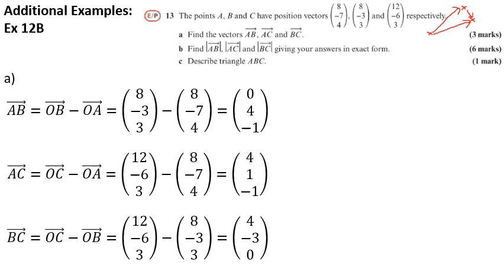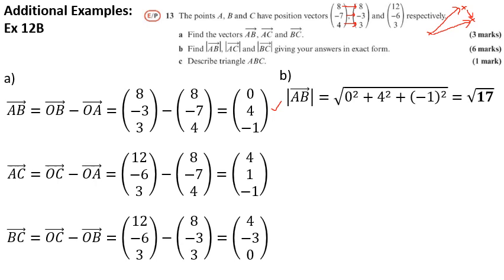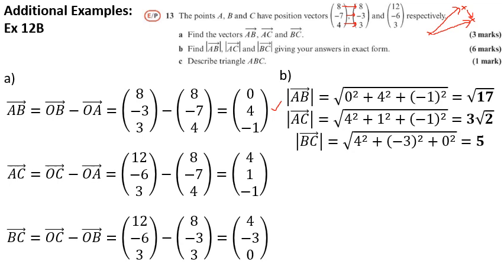You can also check these by thinking about how you get from A to B. If you look at the vectors A and B, 8 needs to become 8, so no change. -7 needs to become -3, so you have to add 4, and 4 needs to become 3, so you need to subtract 1. So we can check that each of those makes sense. For part B, we're using Pythagoras to find the size of each of those vectors. Root 17, root 18, and root 25 is what I got.